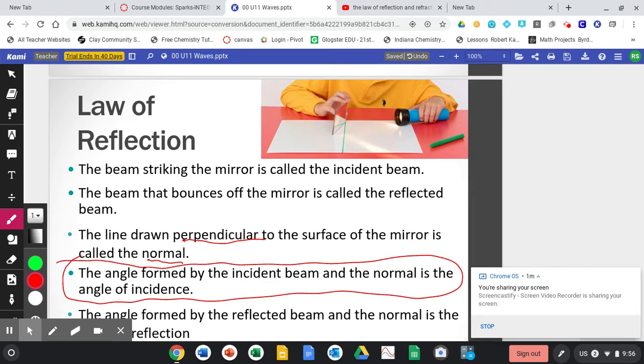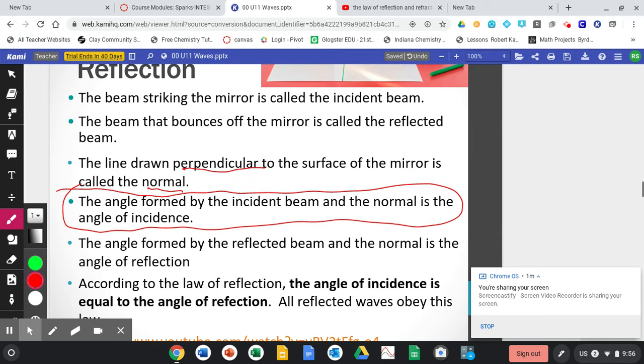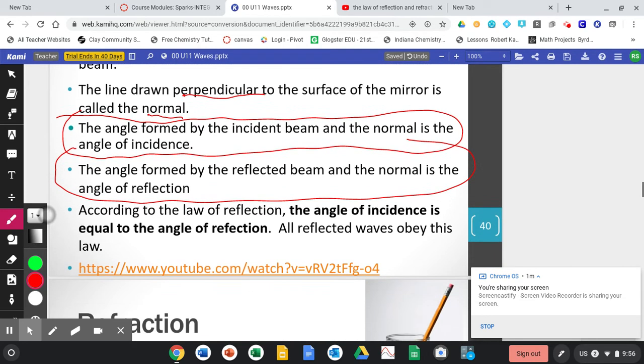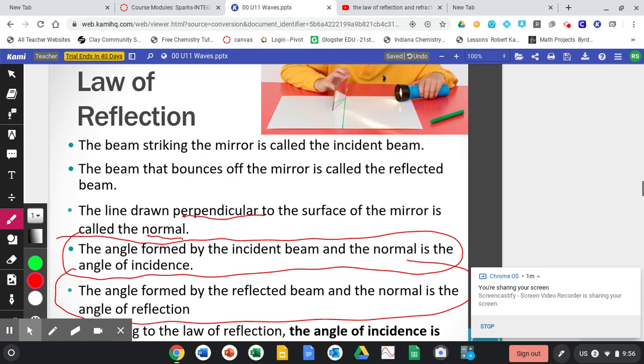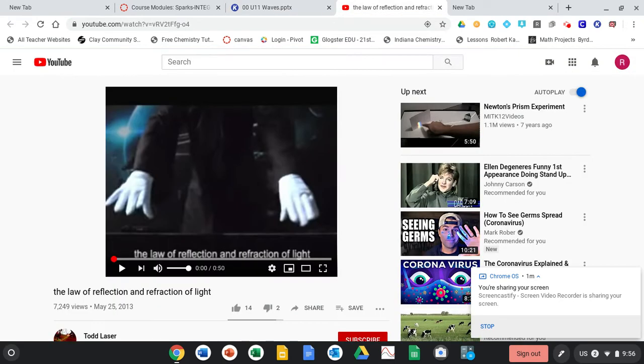The angle formed by the incident beam and its normal is called the angle of incidence. And the angle of reflection is the reflected beam. And then here's what the law says. They are indeed equal. So let's watch a quick little video that demonstrates this.